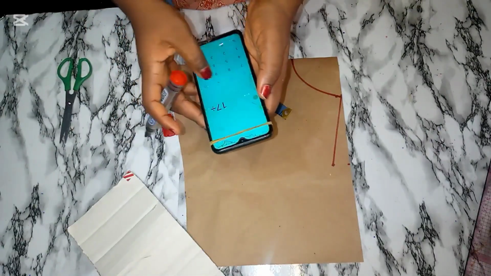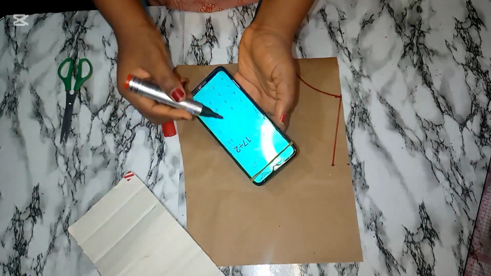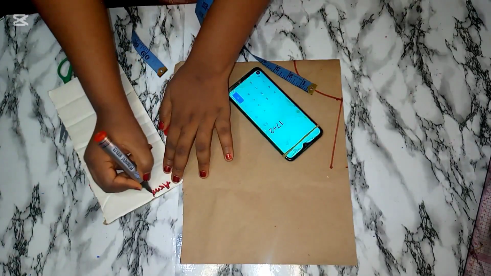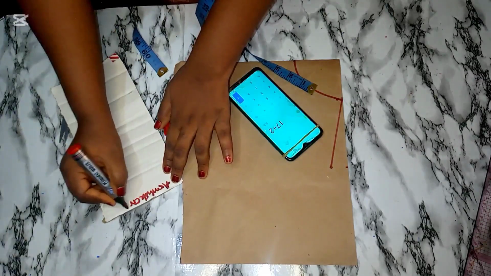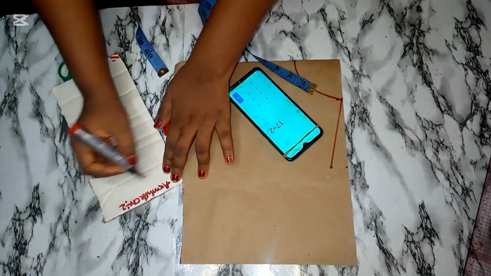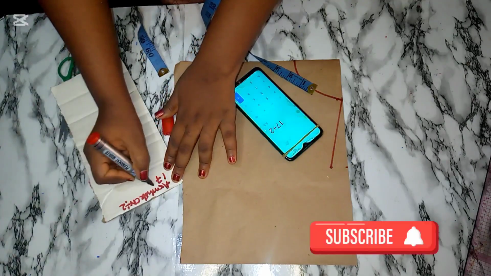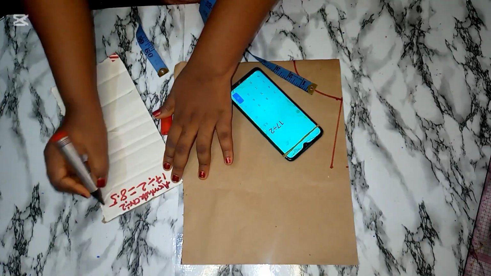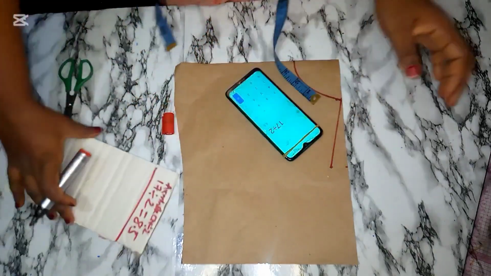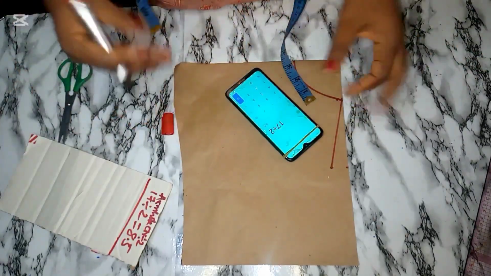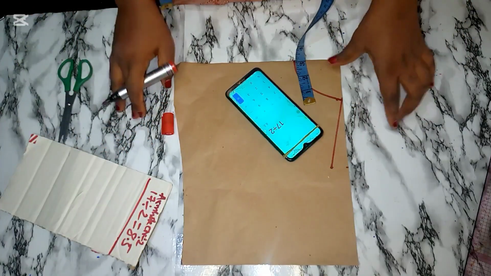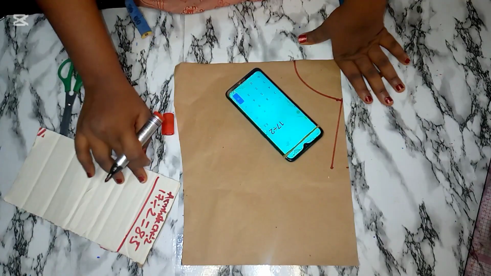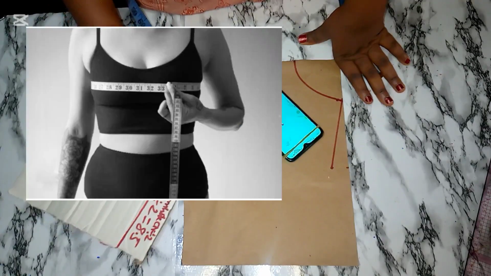17 divided by 2 is 8.5. So first method is armhole circumference divided by 2, which is 17 divided by 2 equals 8.5. And that is that. You can use this method if you remember to take the armhole circumference of the person you are making the cloth for.